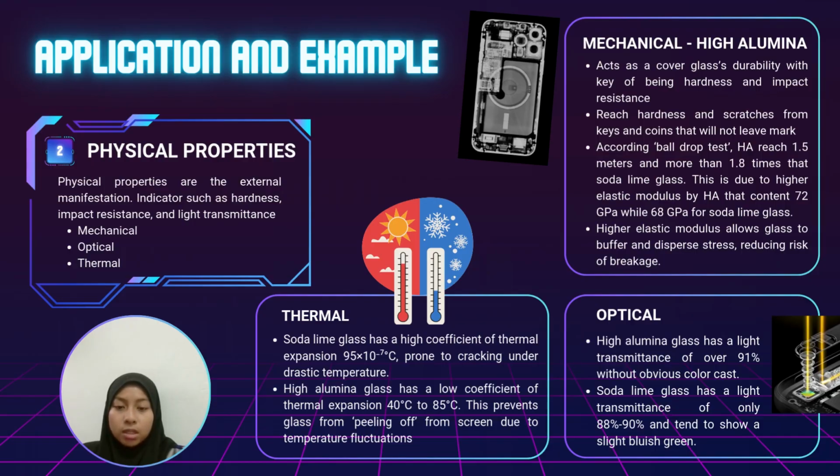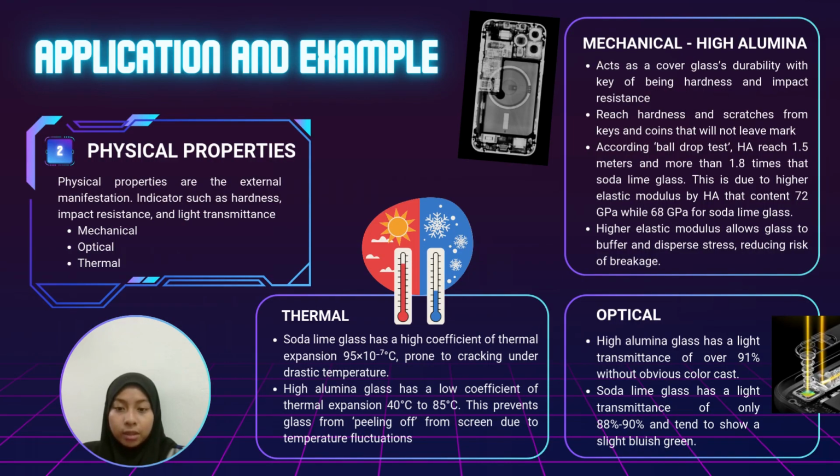For the second one is optical properties. High alumina glass has a light transmittance of over 91% without obvious color cast. For example, it is used in OLED or LCD displays, while soda lime glass has a light transmittance of only 88% to 90% and tends to show a slight bluish green.